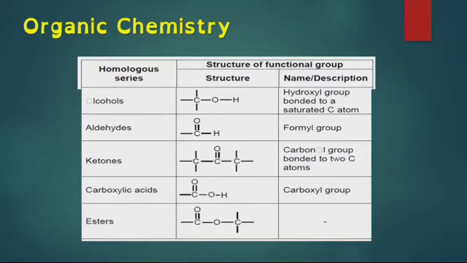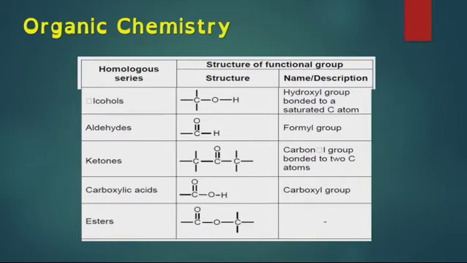Right, next one is aldehydes. An aldehyde has got a double bond oxygen bonded to a primary carbon. Remember, primary carbons are bonded only to one other carbon directly. And that double bond oxygen on the primary carbon with its hydrogen is called the formyl group.